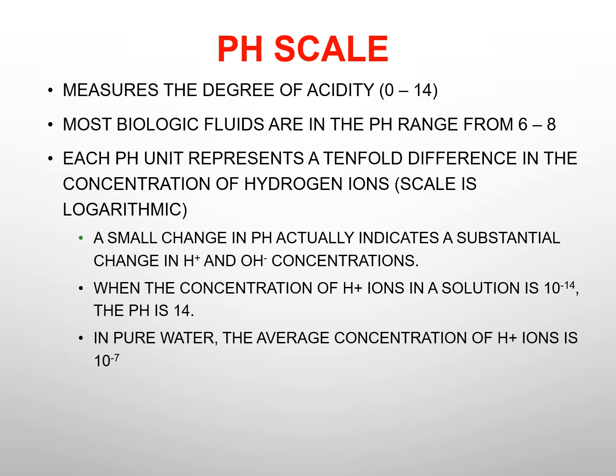The pH scale measures the degree of acidity from 0 to 14. Most biological fluids range from 6 to 8. A small change in pH actually indicates a substantial change in the H+ and OH- ion concentrations. When the concentration of H+ ion in solution is 10 to the power minus 14, the pH is 14. In pure water, the concentration of H+ ion is 10 to the power of minus 7.